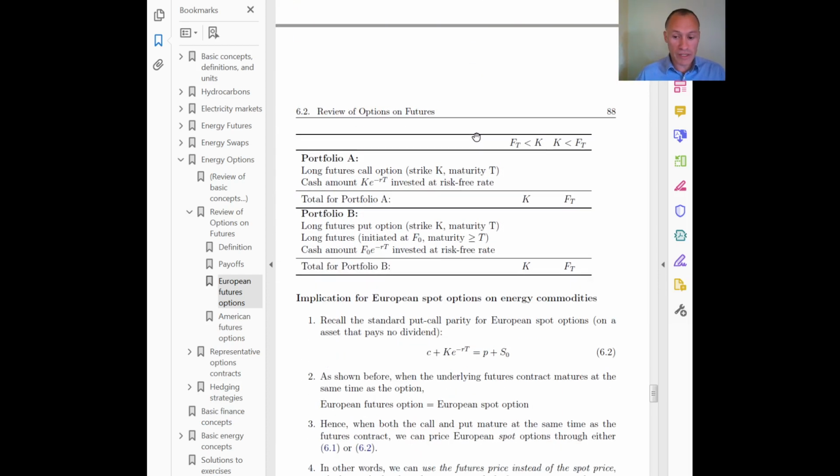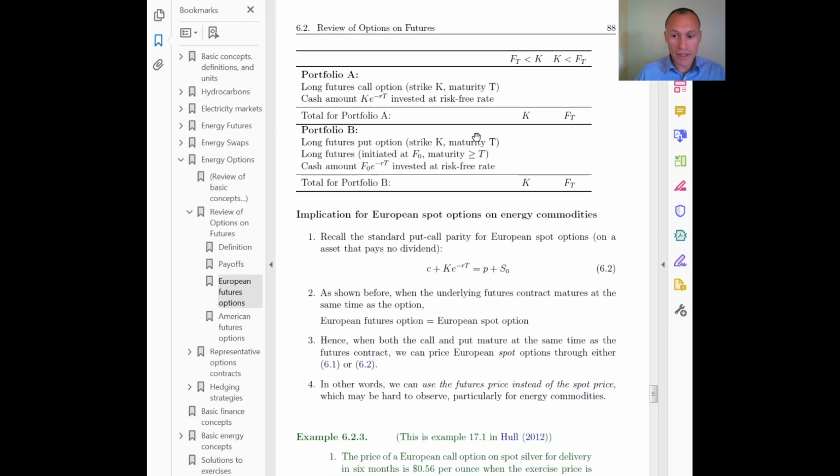Well, because as we just discussed in the beginning, for energy contracts, it may actually be easier to observe the futures price than the spot price. So even though you may have a spot option, you may want to price it as if it was a futures option, just because you can easily observe the futures price.